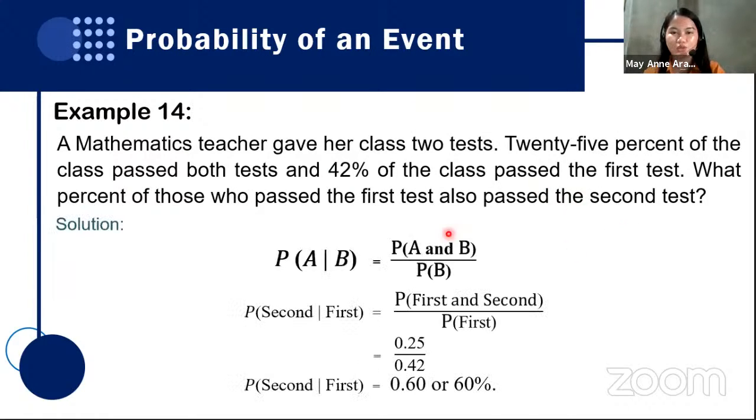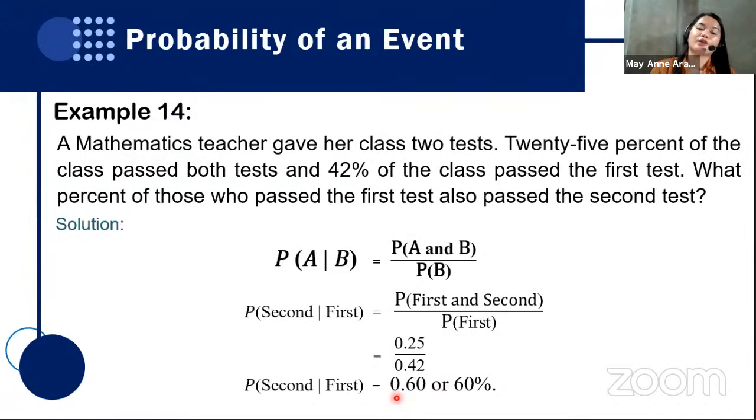So for our solution, sabi daw, 25% of the class passed both tests. So that is their intersection. So you just have to substitute the decimal form of the 25%, which is 0.25. And sabi daw, who passed the first has also passed the second test. So what is the probability that the student passed the first test? No, so that is 42% given na. So 0.42, and that is 0.25 divided by 0.42, 60%.